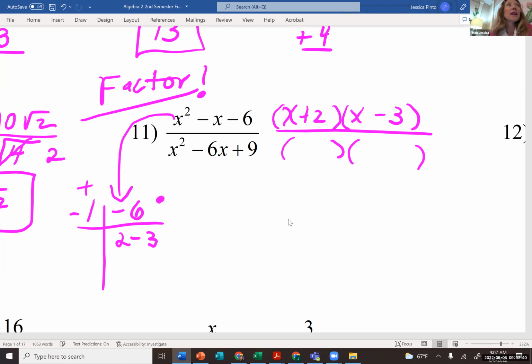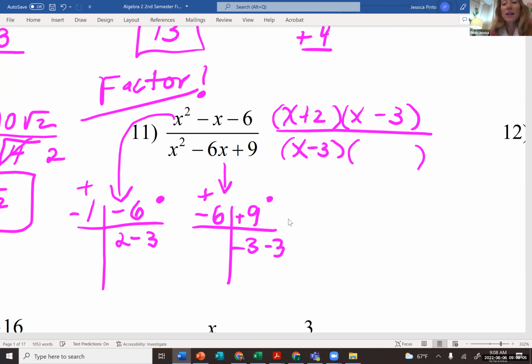In the denominator, our t-chart has -6 that we want to add to and +9 that we want to multiply to. So of course, for 9, I'm thinking of 3 and 3, but 3 plus 3 would be +6. So in order to get -6, I actually need both of these to be negative because a negative times a negative is a positive. So that's going to be x minus 3 and x minus 3.